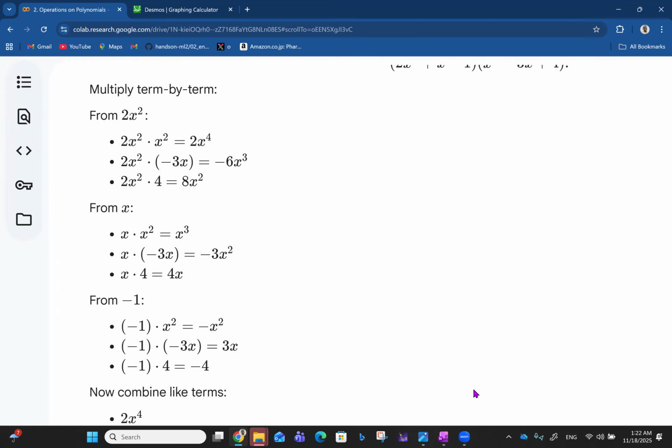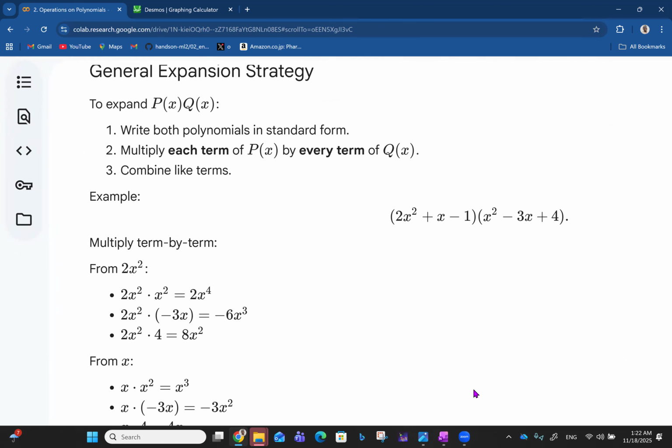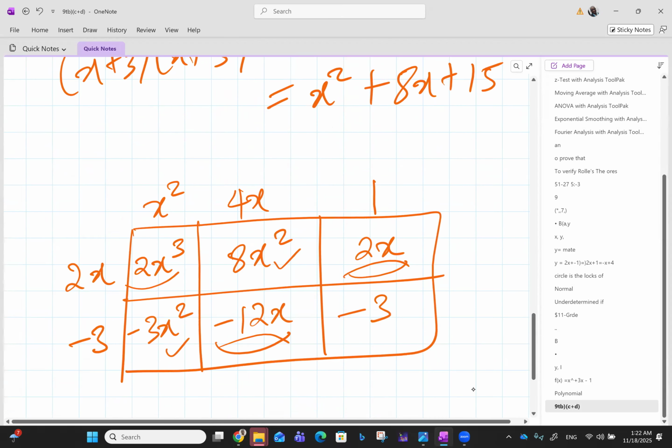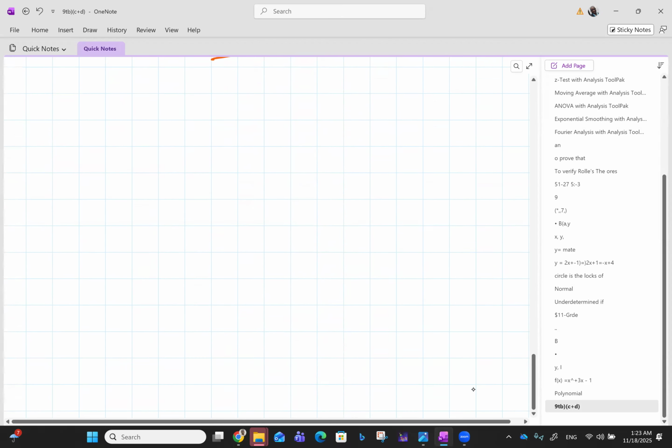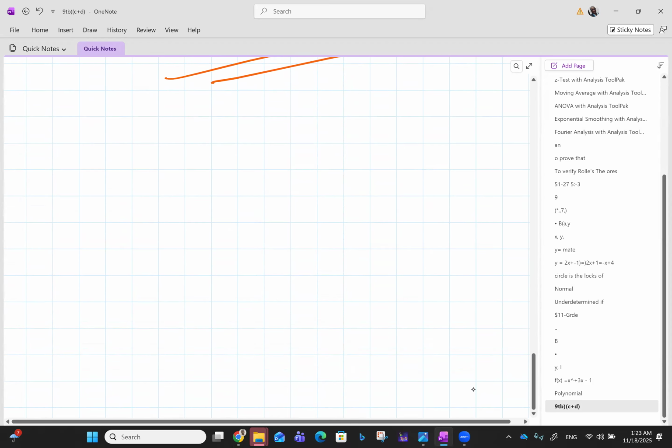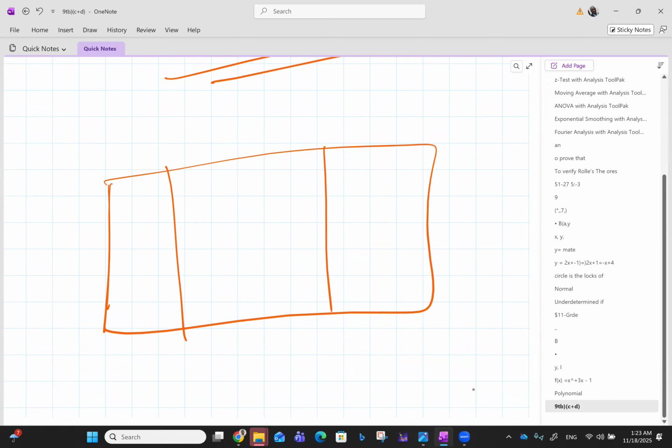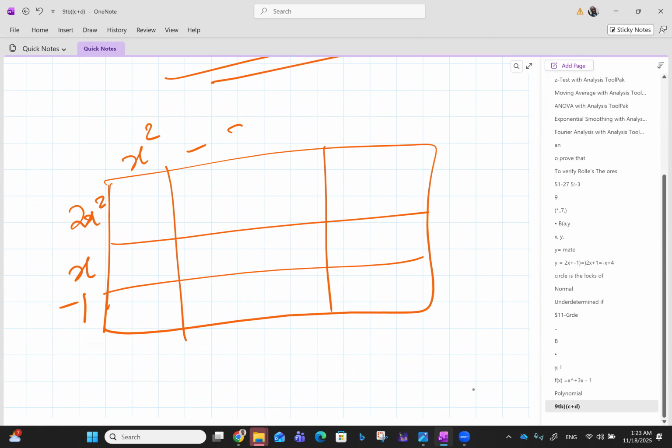So to drive the point home, let me do this still. So you have 2x squared plus x minus 1 into x squared minus 3x plus 4. So let me go over there. Of course, you can expand directly, but I think I want to use the box method still. I think it's sweet. You have 3 terms in each case, so you need to draw a 3 by 3 box. Something like this. So you have 2x squared, x, minus 1, then x squared, minus 3x, and 4.